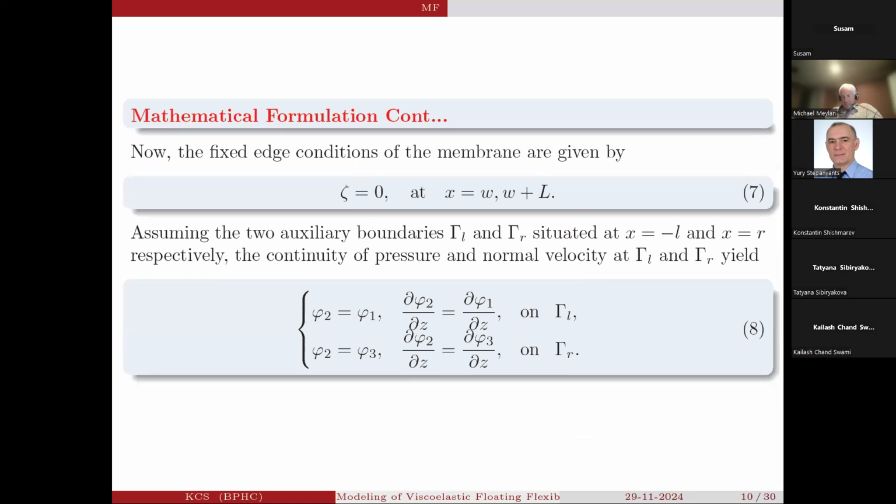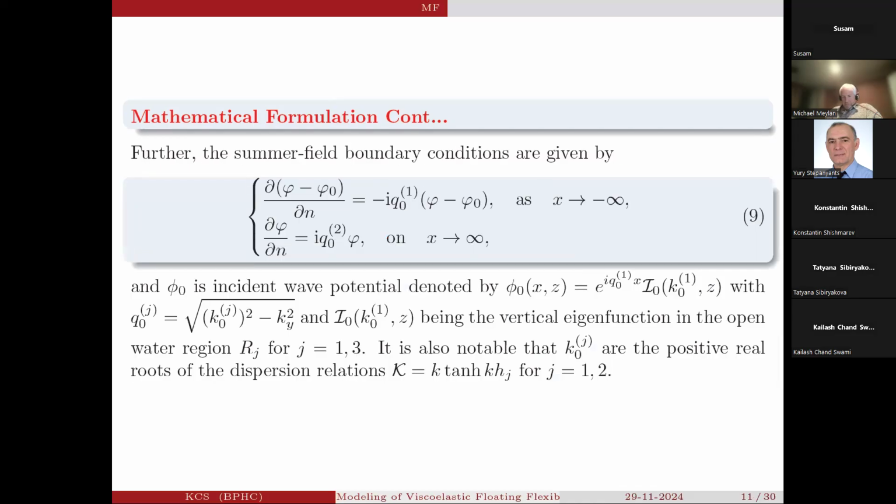Further, I have considered the edge of this membrane fixed, so there is no deflection here. Also, we have considered two pseudo boundaries, where x is equal to minus L on the left hand side and x is equal to R on the right hand side. So there is continuity of pressure and normal velocity, and this boundary condition is denoted by equation number 8.